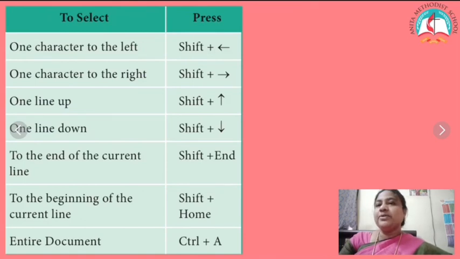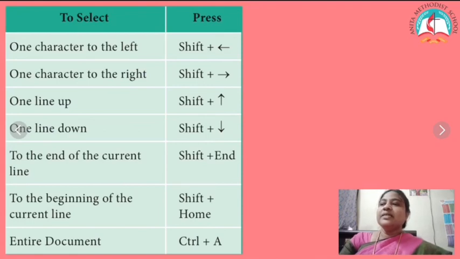Shift plus up arrow, one line up. Down arrow, one line down. So these 4 keys are available on the keyboard: the up arrow, down arrow, right arrow, left arrow. So using these 4 keys we can select the text.